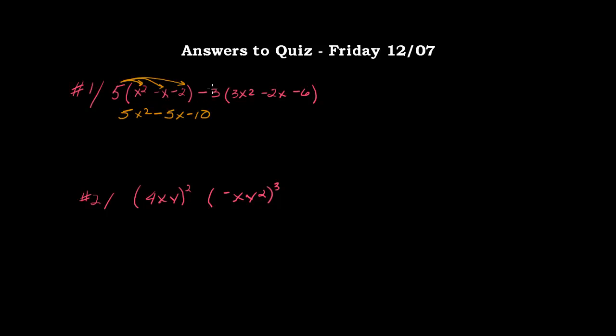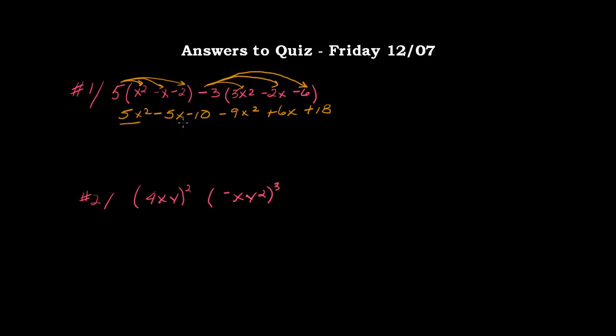Now, this is a negative 3 out in front here. So negative 3 times a positive 3x squared is negative 9x squared. Negative 3 times a negative 2x is a positive 6x. And negative 3 times a negative 6 is a positive 18. Now, I like to use this little check as I do these and collect the like terms.